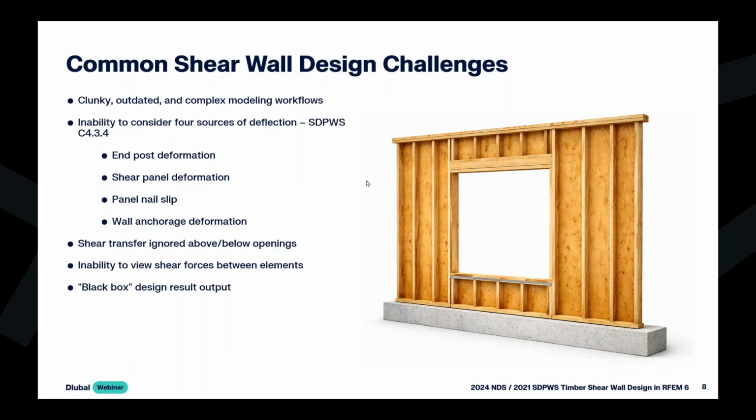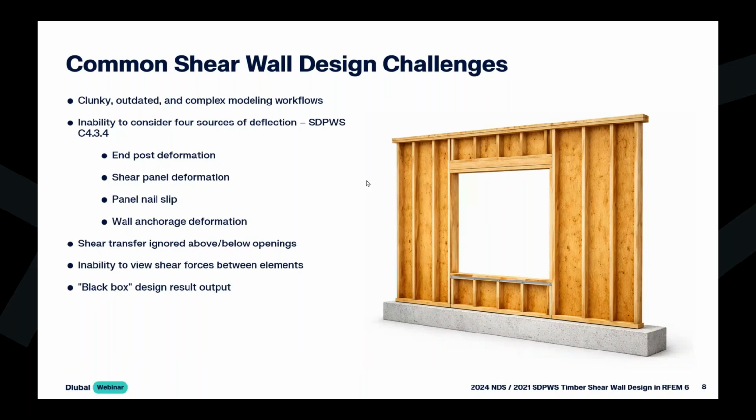And additionally, when we talk about these analytical approaches, shear transfer is typically ignored above and below the openings. In addition, we also have the inability to view shear forces between elements. So for example, when we're talking about the panel nail slip, this is how the sheathing is connecting to those stud elements. We're not necessarily able to see so easily what these shear forces between these two elements are.